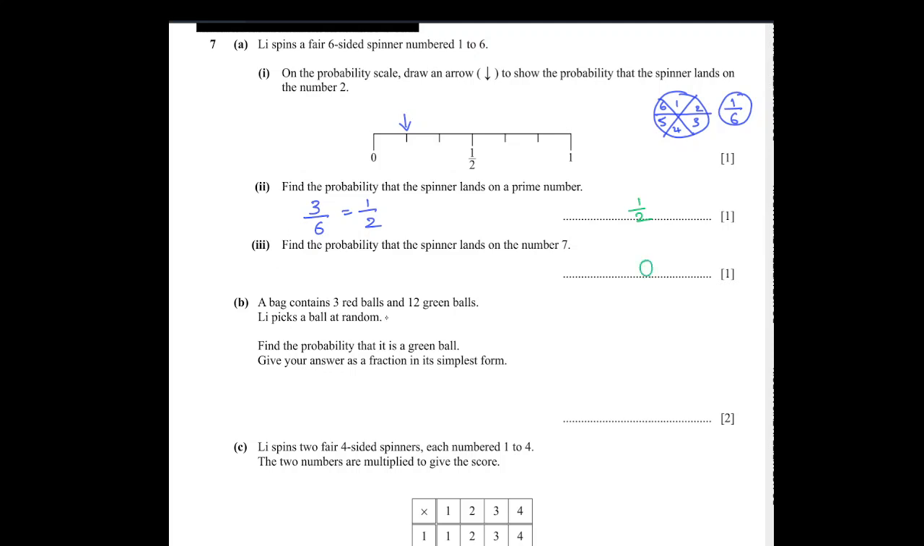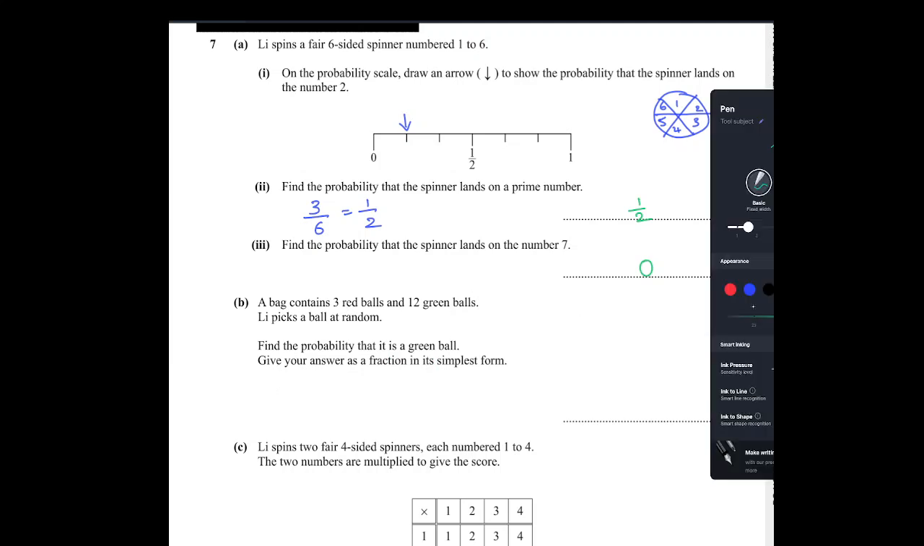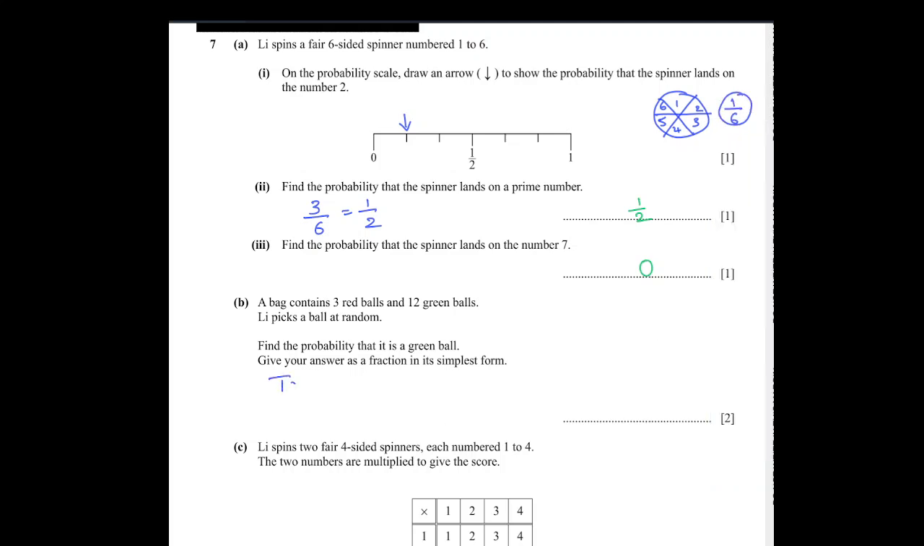A bag contains 3 red balls and 12 green balls. Lee picks a ball at random. Find the probability that it is a green ball. So now total number of balls are what here? 3 plus 12. Total balls are 12 plus 3, 15 balls. Probability of green ball will be 12 out of 15. When you simplify by dividing with 3, you get 4 by 5. So in simplest form, the answer is 4 by 5.